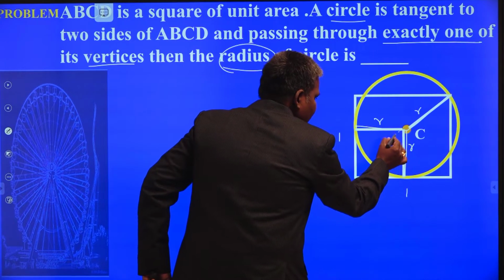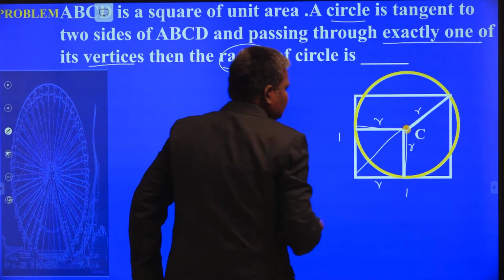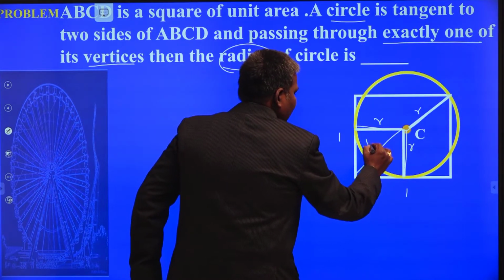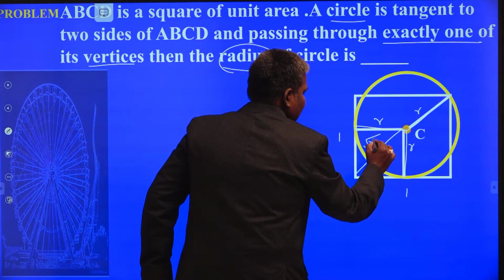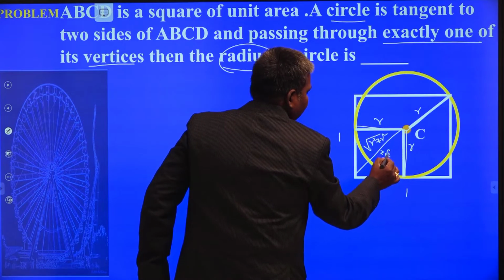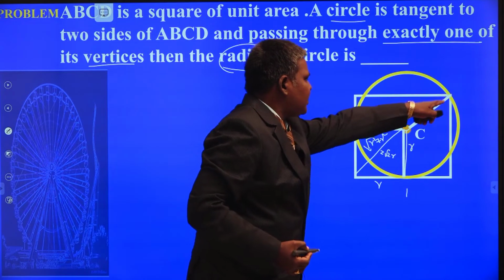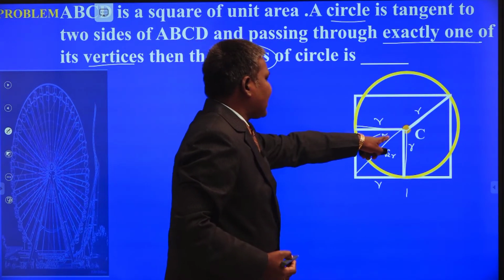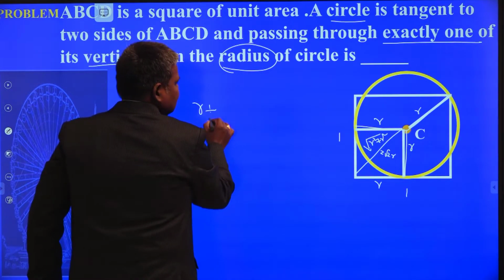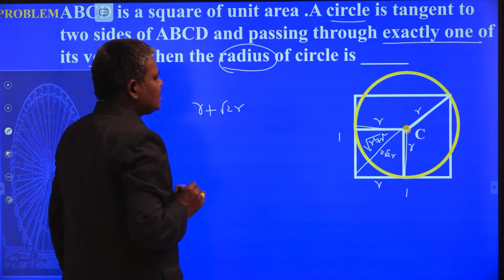Now what is the distance from here to here? If it is r units, automatically this is also r. What is the hypotenuse value? Root of r square plus r square. What is that value? Root 2 r. So the distance from here to here is what? This is the diagonal of the square. Diagonal of the square is equal to r plus root 2 r.